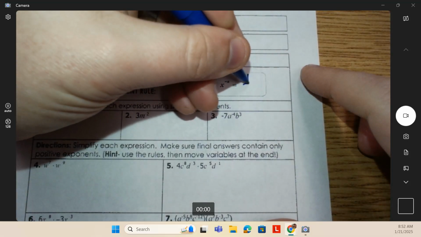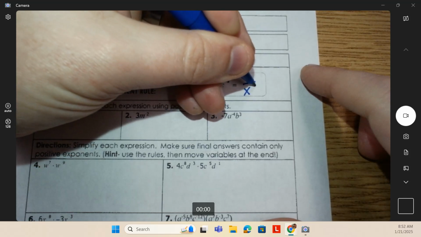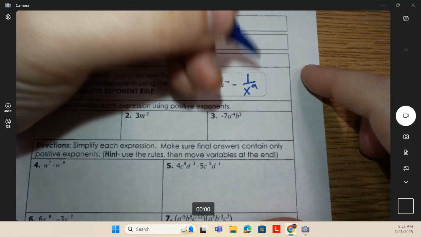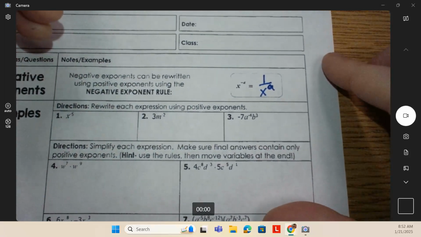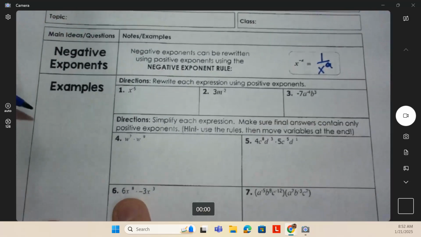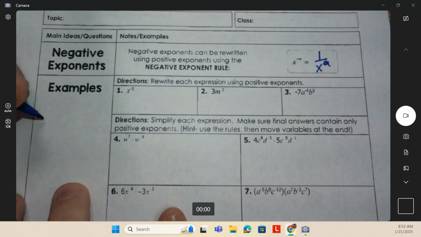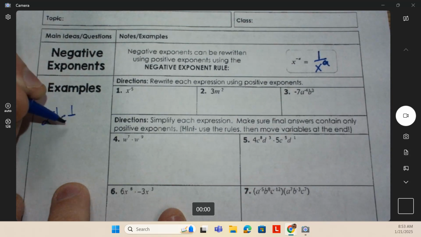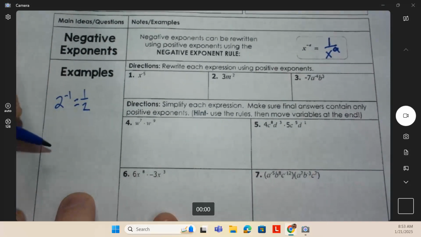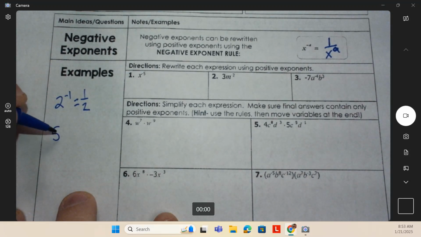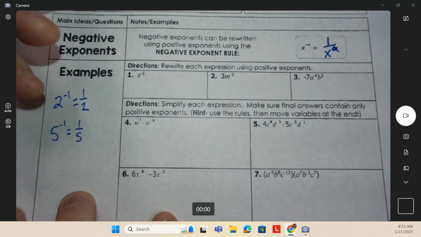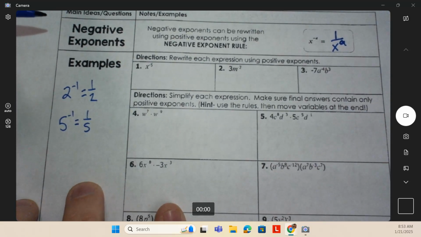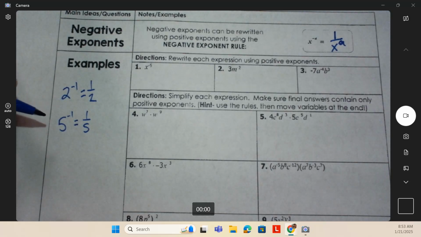So when we're looking at negative exponents, when we have x to the negative a power, we will rewrite that as 1 over x to the positive a power. Basically, all that means is if you have anything to the negative first power, like 2 to the negative first power, that would just equal 1/2. So 5 to the negative 1 is 1/5 or 0.2. So that negative really just means you're taking the reciprocal.